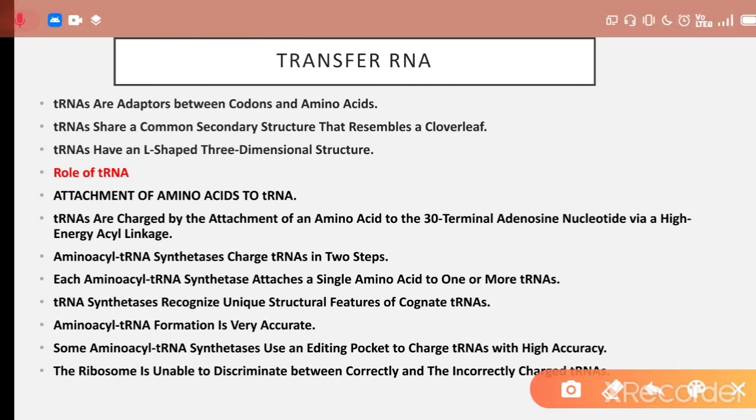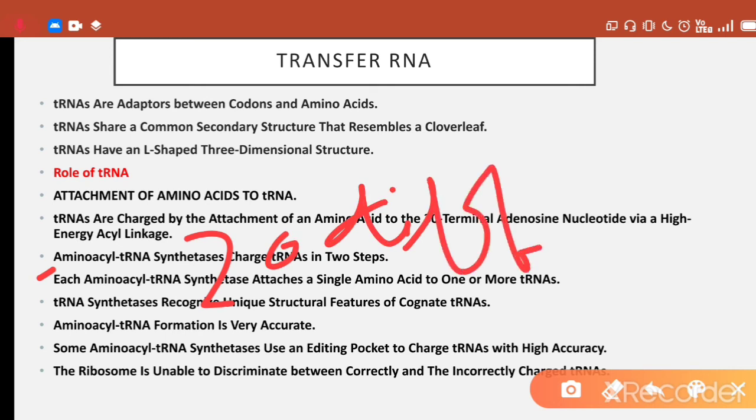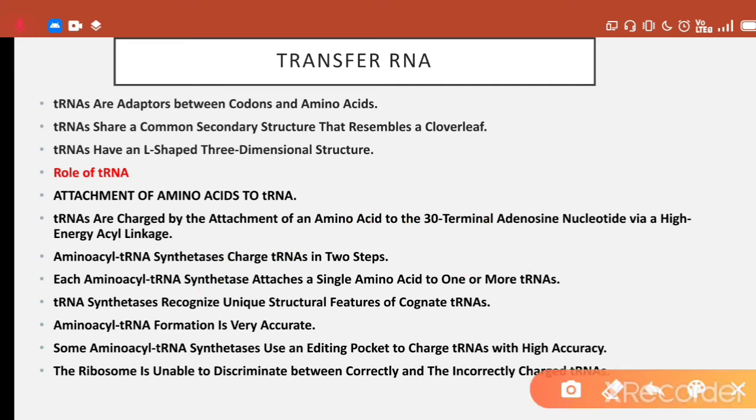Now come to our next point, that each aminoacyl tRNA synthetase attaches a single amino acid to one or more tRNAs. So let us understand this. One tRNA synthetase can recognize and charge more than one tRNA. So one and only one tRNA synthetase attaches each amino acid to all of the appropriate tRNAs. Most organisms have about 20 different synthetases for 20 amino acids, but this is not always the case in different organisms. For example, some bacteria lack a synthetase for charging the tRNA for glutamine with its cognate amino acid, and a single species of aminoacyl tRNA synthetase charges tRNA glutamine as well as tRNA glutamate.